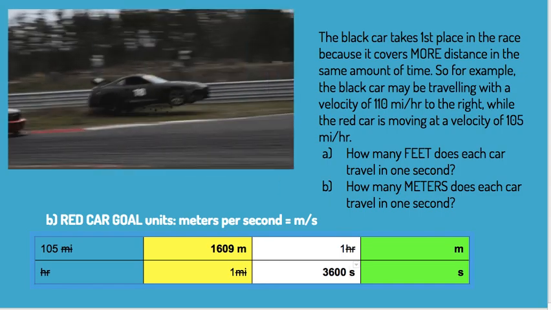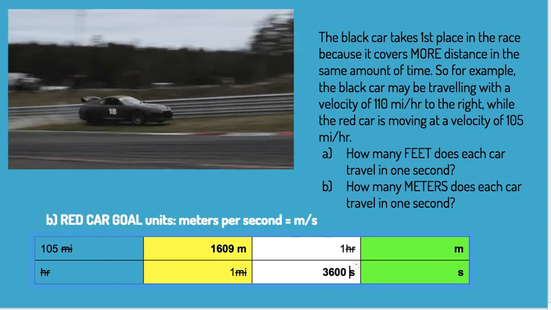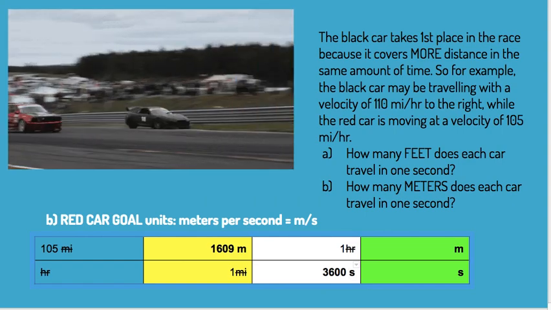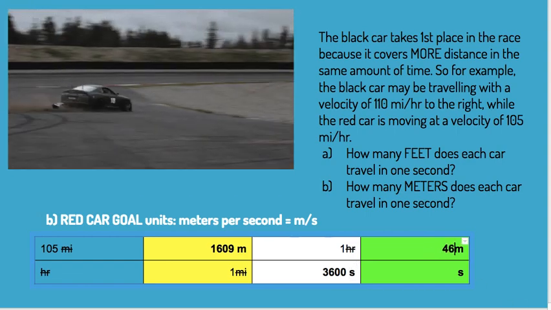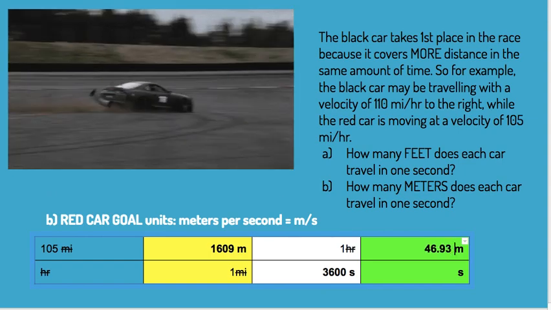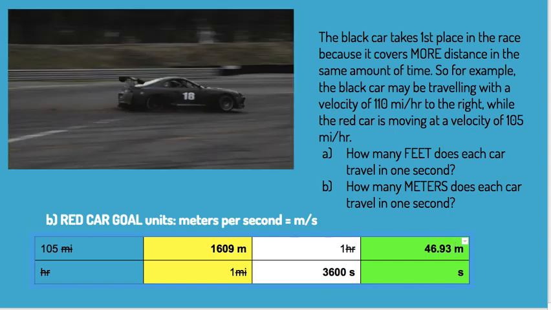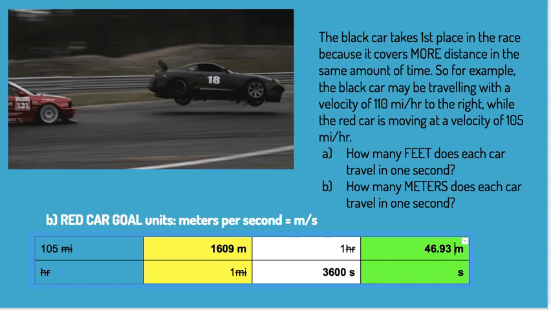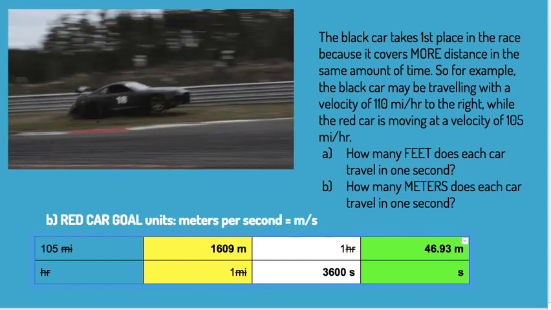So in my calculator now that I have my units all set up correctly, I would type in 105 times 1609 divided by 3,600, and my answer in meters per second would be 46.93 meters per second if we rounded to the 100th place. So if I were to count to 1 Mississippi in 1 second, the red car travels 46.93 meters in that second.